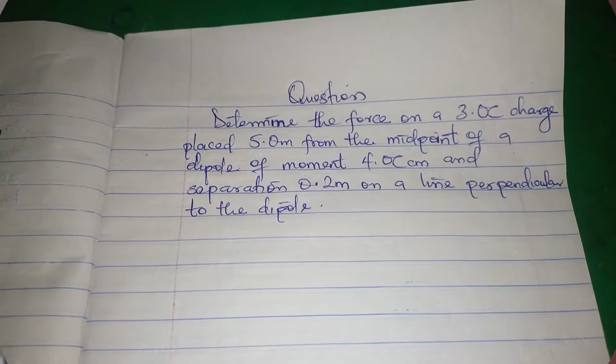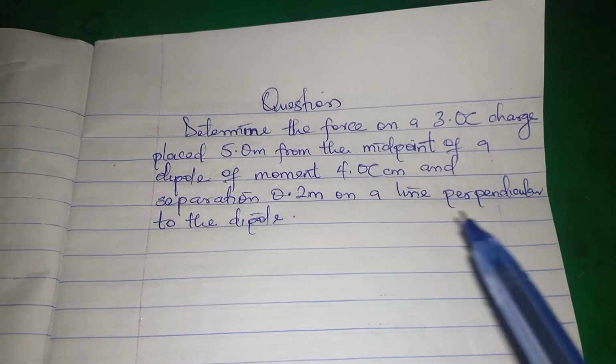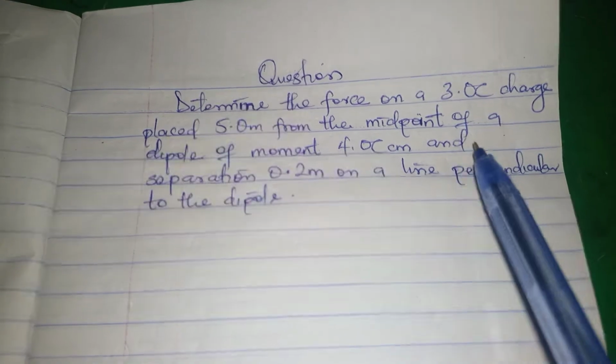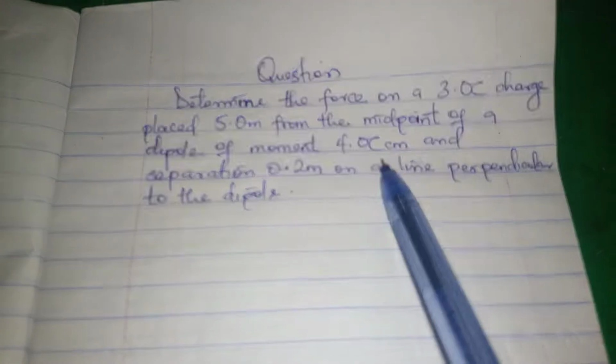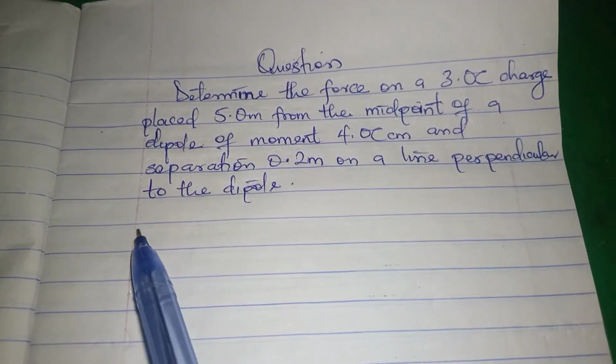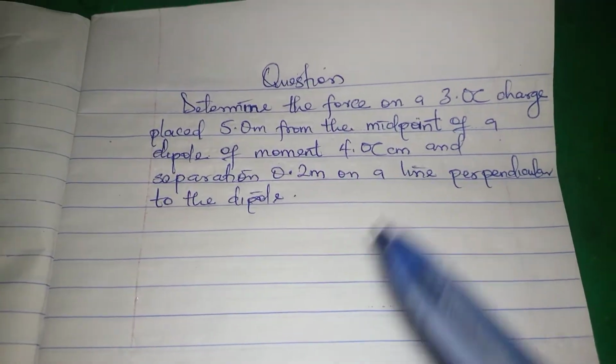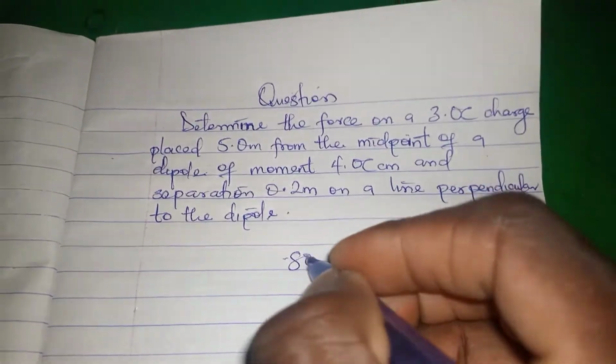Today I'll be dealing with a question that relates the dipole moment to the electric force, and I want you to follow along. Question: determine the force on a 3.0 coulomb charge placed 5.0 meter from the midpoint of a dipole moment 4.0 coulomb centimeter and separation 0.2 meter on a line perpendicular to the dipole. So we consider the solution.